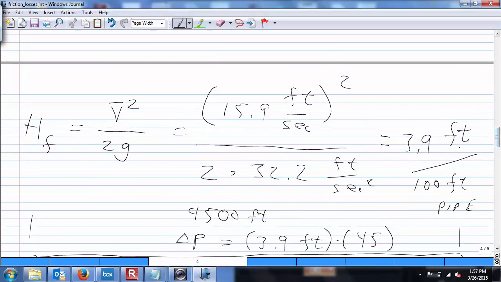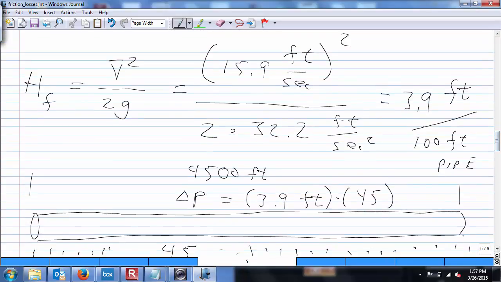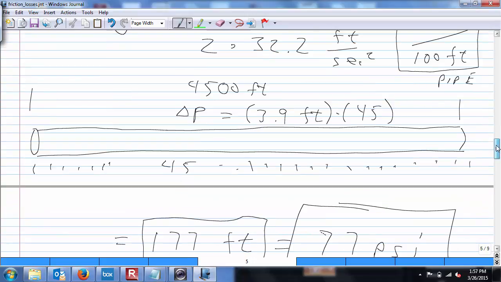From there, just came up with the head loss, so we do our V squared, that's 15.9 squared up top, 2 times gravity on the bottom, and times 45, because that's per 100 feet. Yeah, so you basically have 3.9 feet of head loss per 100 feet. The pipe is 4,500 feet long. 177, yeah, I came up with 176 just from the rounding difference. Yeah, so you probably carried more decimals on that initial one.